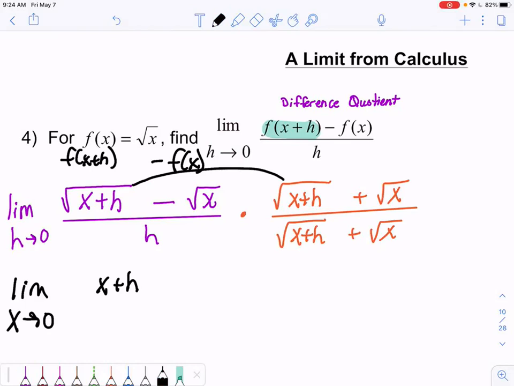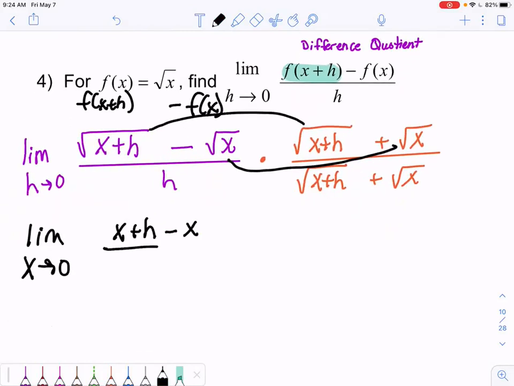We're not even worried about those middle terms. The outer terms is a negative root x and a positive root x. Well, that becomes minus x. The denominator, we're going to keep in factored form. There's an h, and we're multiplying by the conjugate. I'm just going to keep it as the conjugate. Keep the h out with that quantity, root x plus h plus the square root of x.